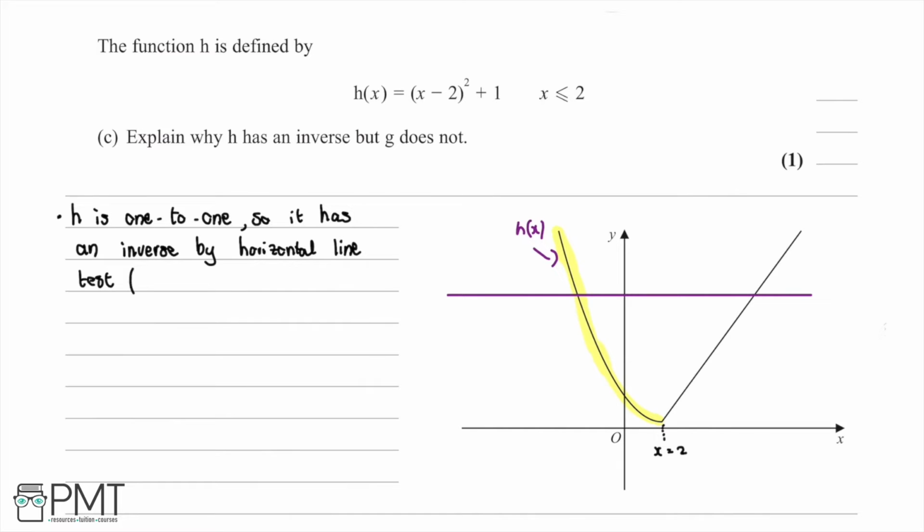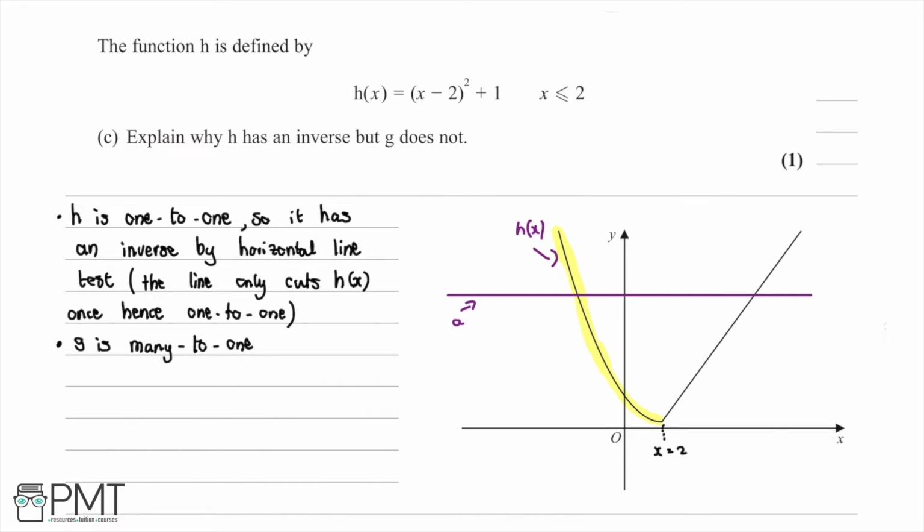And I'm putting in brackets there, the line A only cuts h of x once, hence it's 1 to 1. And then we can say on the other hand that g is many to 1. And this means it does not have an inverse.